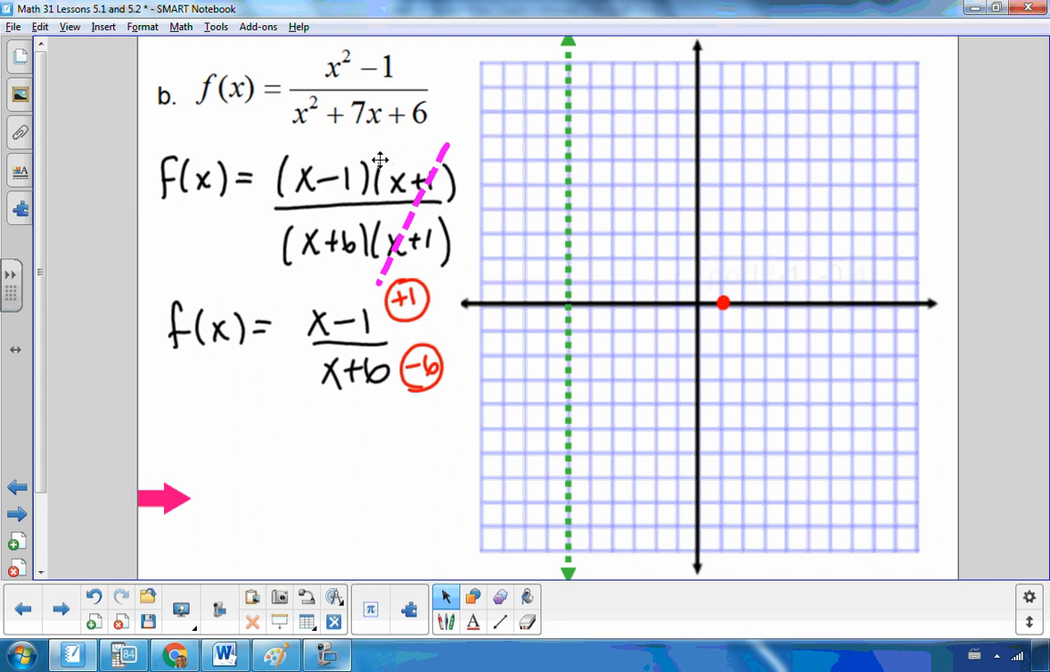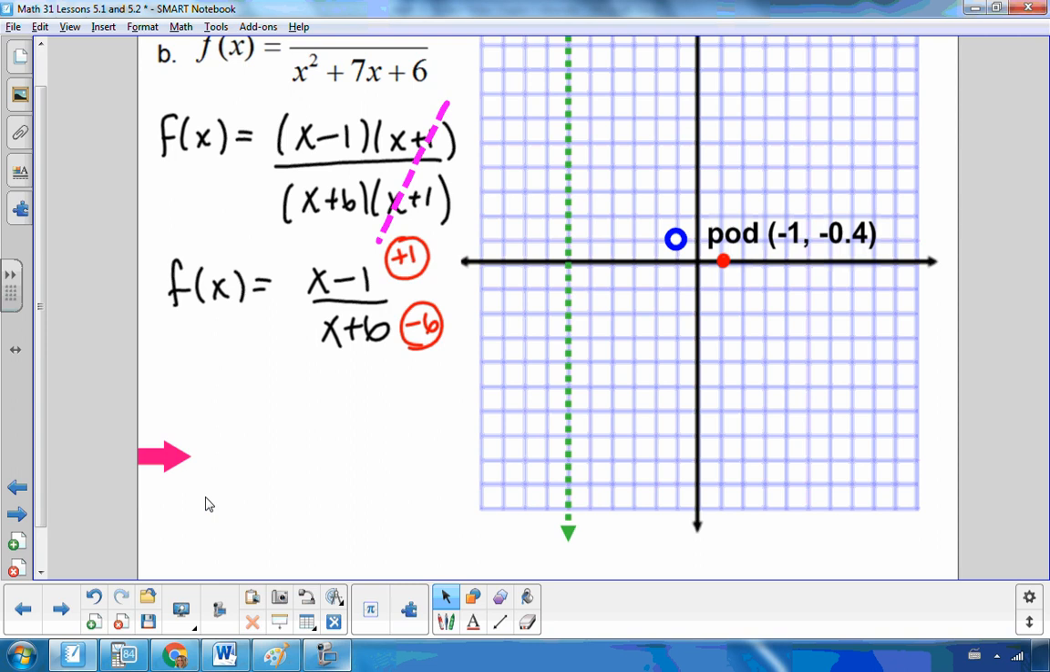I can't just ignore that. So I do have a restriction that x cannot be negative 1, but it will not produce a vertical asymptote, because it is a removable factor. It will be a point of discontinuity. So at negative 1, there will be a hole in the graph. The point of discontinuity is negative 1 and negative 0.4.